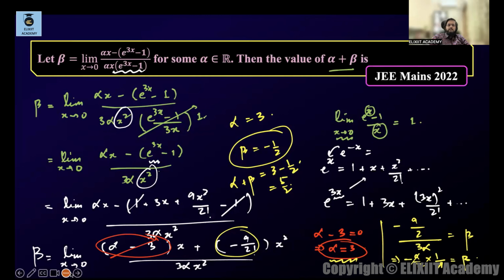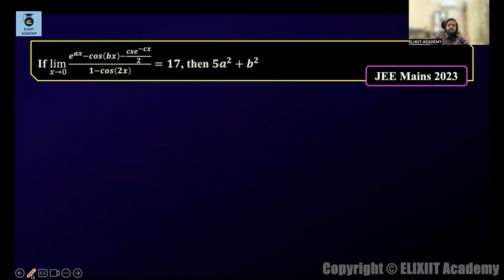Let's see some more questions of this type. Look at this now, asked in JEE Mains 2023. Lots of things have been given. Cos bx is there, then cos 2x is there. One by one, let us see what we can do from here. E raised to the power of minus cx is also there. Exponential function, cos function, everything is there. So can we think of using some sort of standard form? They are asked to find the value of 5a square plus b square.